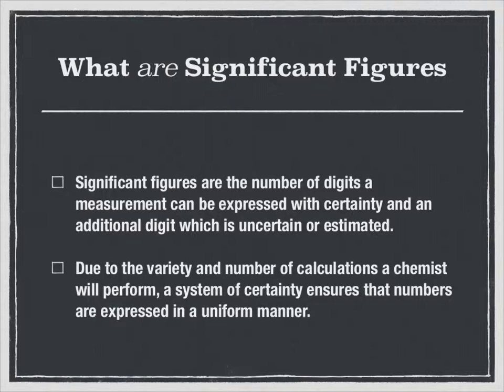Also, because of the variety and number of calculations the chemist will perform, a system of certainty has to be used. Otherwise, if you've ever played around with a calculator, your numbers can come out very, very different, even when the numbers are very, very close, especially where decimals are concerned. So we have to have a system in order to make sure our numbers are uniform and can be repeated.